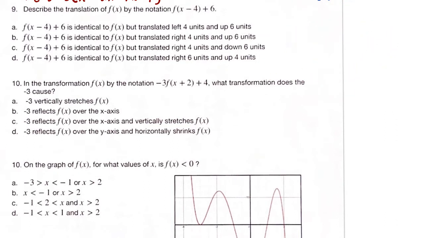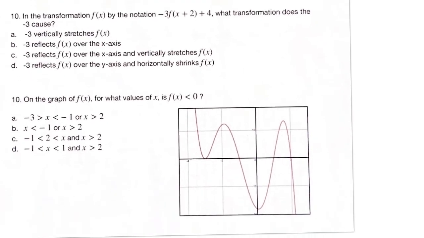9 gets a little bit quicker and more appropriate for one like this. Describe the translation of f of x minus 4 plus 6. So remember, this shifts it left and right inside here. And if x is equal to 4, it would zero this out, make it equal to 0. And so that's going to shift it right by 4. And then out here, that's your k value. It's just up by 6. So right 4 and up 6 right there, B.